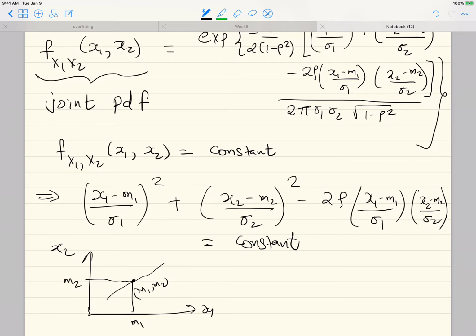So it will look like this. This is an ellipse, a set of points where f of x1, x2 is a constant. As you increase the constant, these ellipses will become bigger and bigger, but they will be all concentric and centered around m1 and m2, the two means.